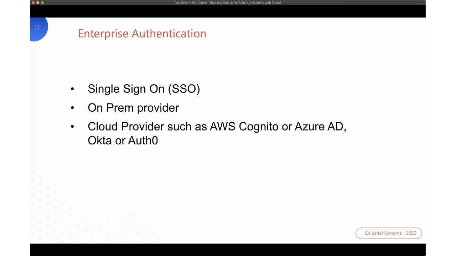So what about authentication? I've mentioned it a couple of times already. You need to be able to do single sign-on. You might have an existing on-prem provider, or you might use a cloud single sign-on provider. Most large enterprises have some flavor of this, whether it's Active Directory on-site or whether they're using Azure to host Active Directory, or maybe using AWS's Cognito or Okta, or the one we've chosen to use today, which is Auth0.